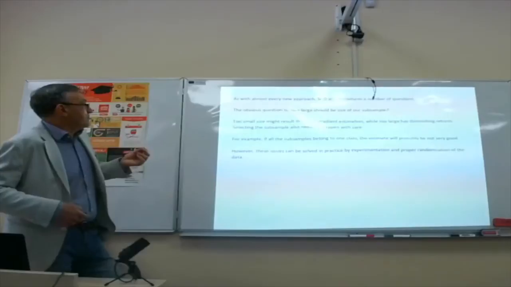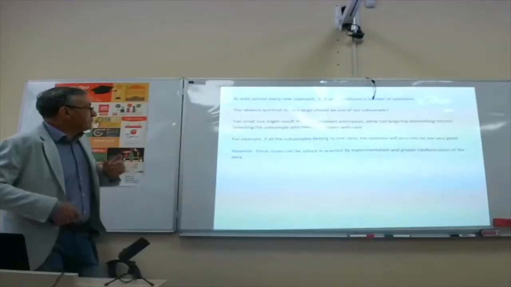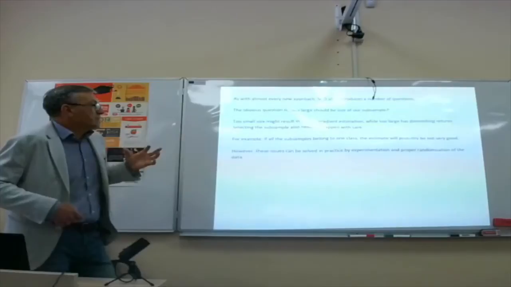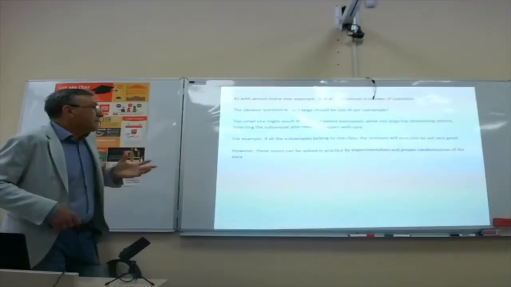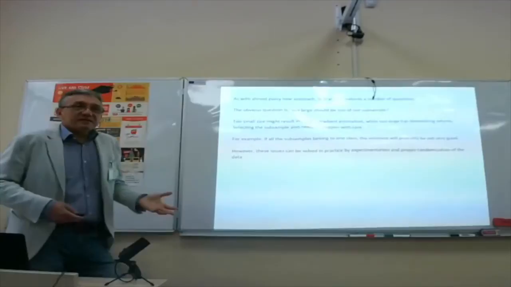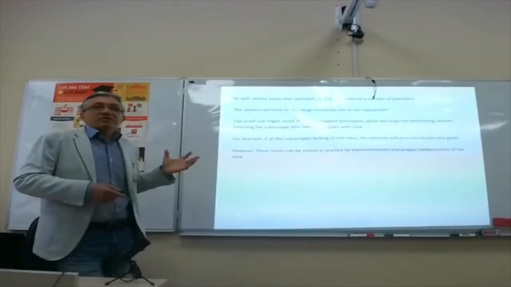Selecting the subsample also needs to happen with care. This is a separate problem. For example, if all the subsamples belong to one class, the estimate will probably not be very good. However, these issues can be solved in practice by experimentation and proper randomization of the data. And there are a number of different approaches, and some of them, I hope, will be a topic of some lectures in this school.